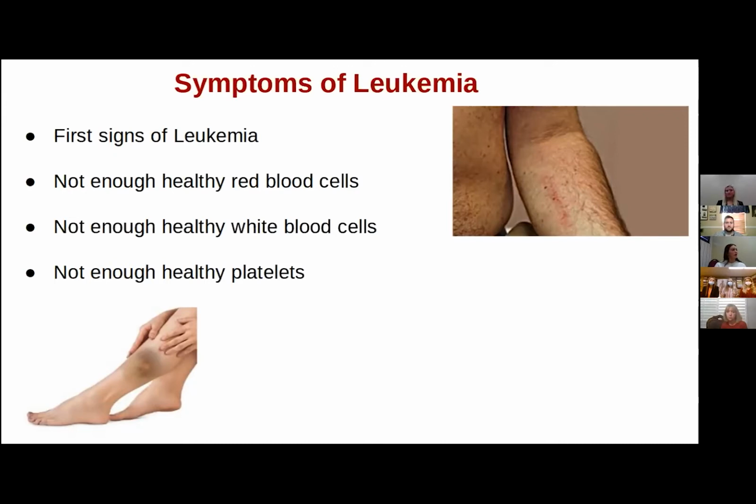And then if your body does not have enough healthy platelets in the blood, then you experience bruising, bleeding that won't stop, small red spots under the skin, and sores that won't heal. This is because platelets cause clots in the blood and help your body heal. So if you don't have those, then you'll experience those symptoms.